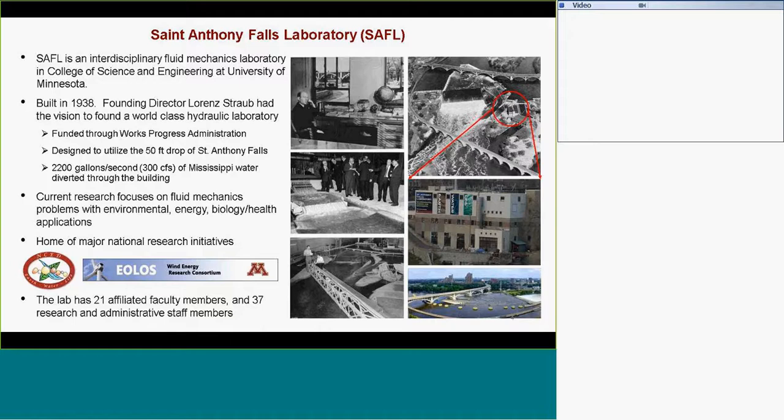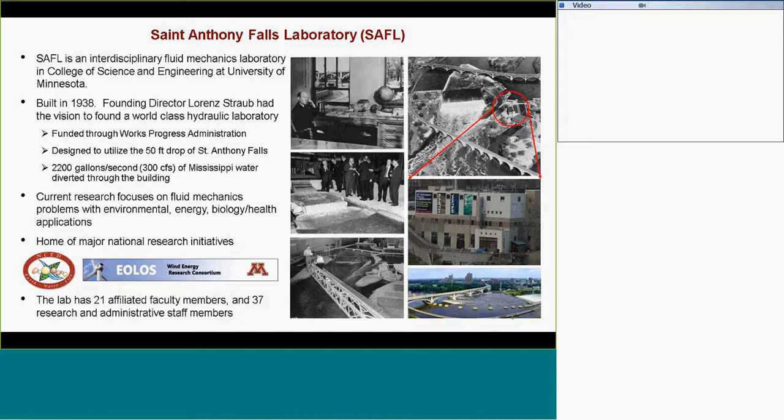Then as time went on, the research focused on different areas depending on the stage. In the past decade or so, it has mostly focused on fluid flows in the natural environment, in energy, mostly renewable energy applications, and also some biology and health applications. And the lab has been the home of some big national research initiatives. For example, MSAT, a bigger NSF center, was headquartered in the lab. And it has also been quite active in wind energy research.